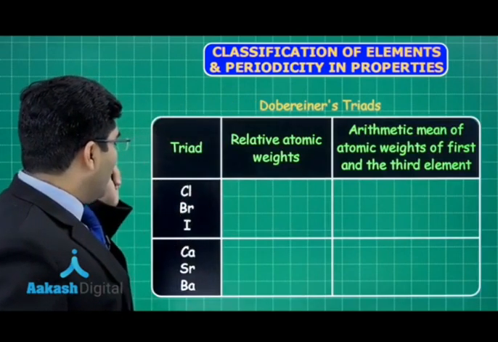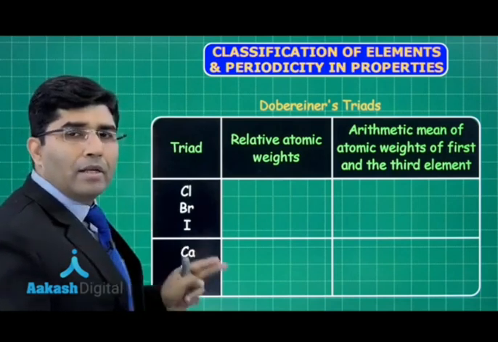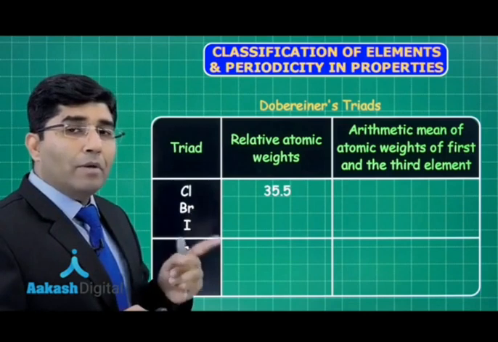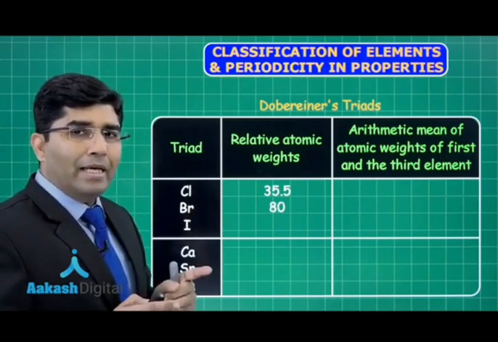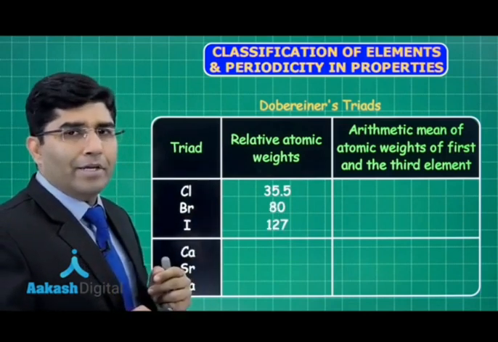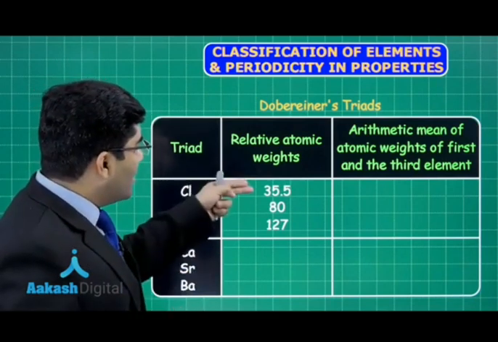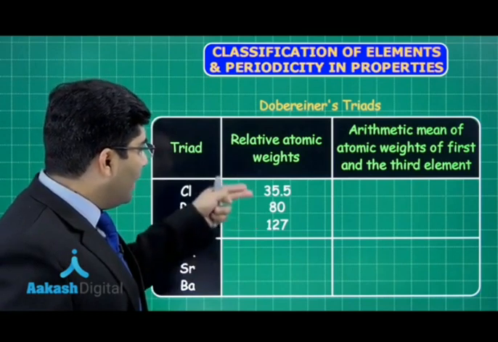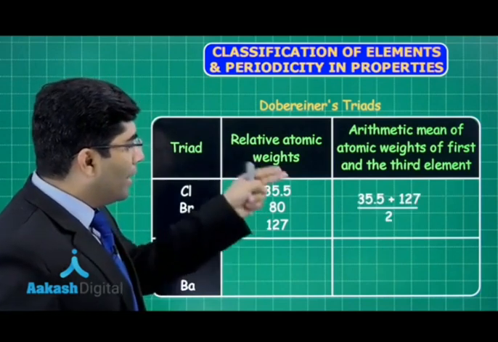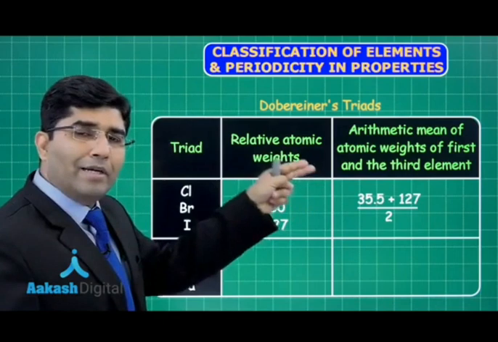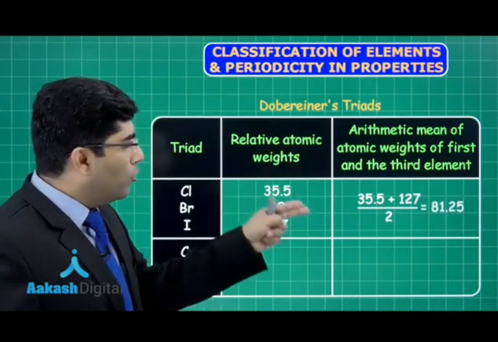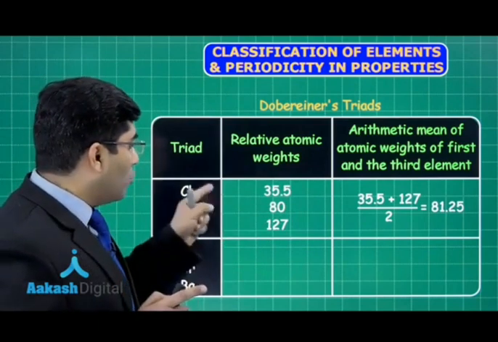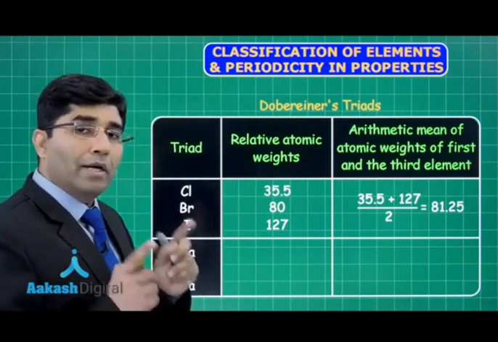Suppose we have chlorine, bromine, and iodine. The atomic mass of chlorine is 35.5, atomic mass of bromine is 80, and that of iodine is 127. Now the first element is chlorine and the third element is iodine. If we take the mean of this, 35.5 plus 127 divided by 2, it comes out to be 81.25. It is near the actual mass of bromine, that is 80.